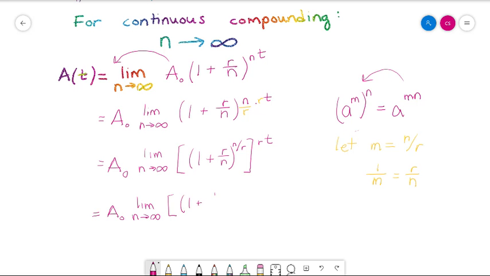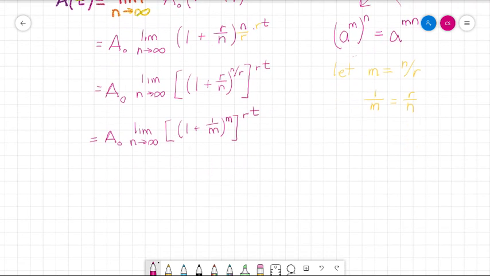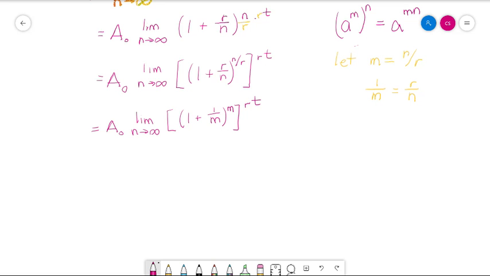1 plus 1 over m raised to the m, raised to the rt. All right, and then why are we doing this? Well, first, let me do one more thing. I want to use one more limit law.